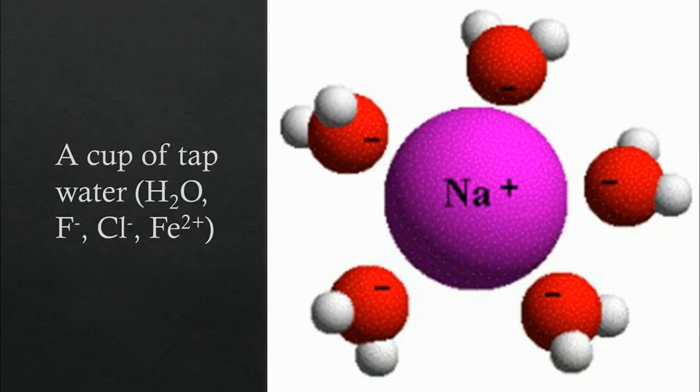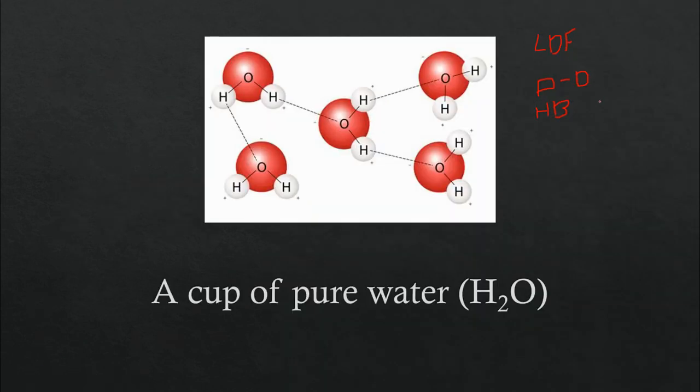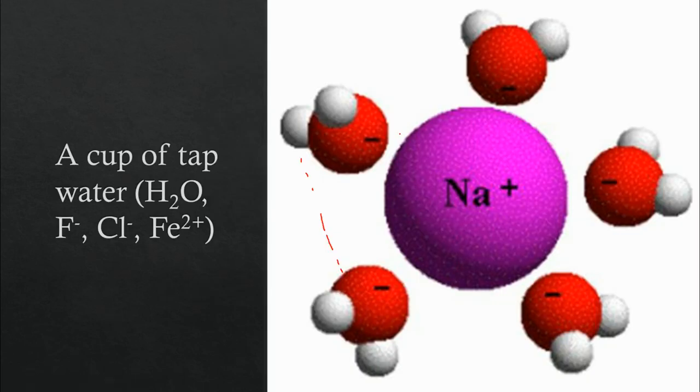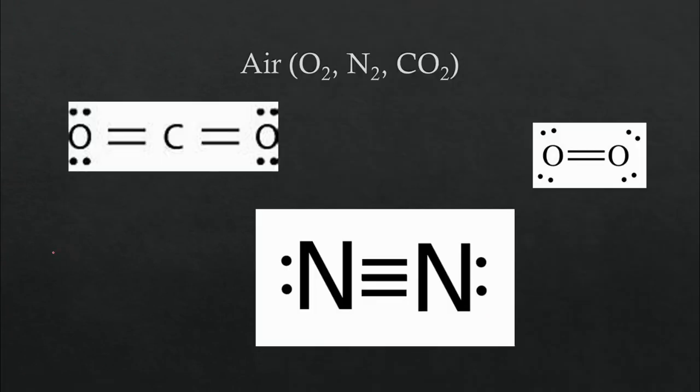Here we have a cup of tap water. So that's water with some ions in it. So in between the water molecules, we would have the same as we had in this slide. We would have London dispersion forces, dipole-dipole, and hydrogen bonding. And then we also have this interaction with the ion. So we also have ion-dipole forces. With air, and this is just a specific sample of air made up of oxygen, nitrogen, and carbon dioxide, there are a lot more molecules in air, but all of these molecules are non-polar, and so our only force is London dispersion forces. There's no permanent dipole. None of these have a permanent negative or positive charge in the molecule. It's all temporary, and so it's just London dispersion forces.